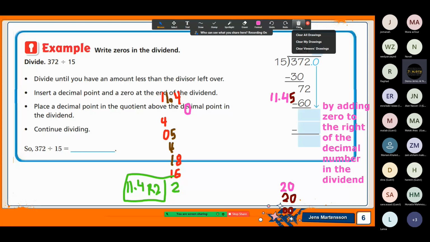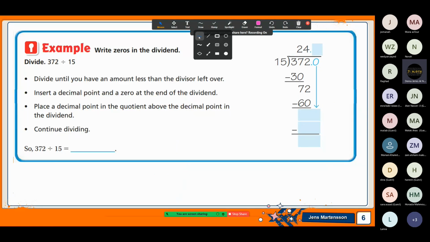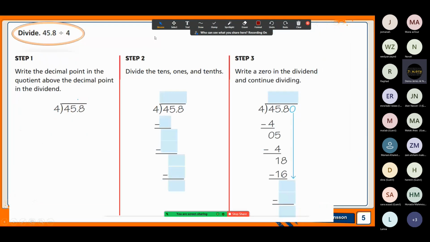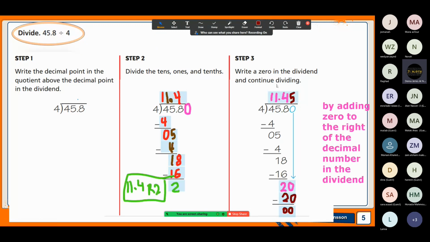Now, here what do we have? We have 372 divided by 50. Now, by the way, before I talk about this, I will talk about that one. I told you, when you want to add 0, you can add it to the right since there's a decimal point. But if there isn't a decimal point, you have to add it.